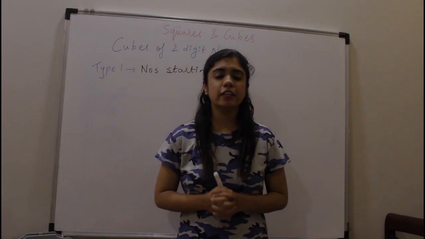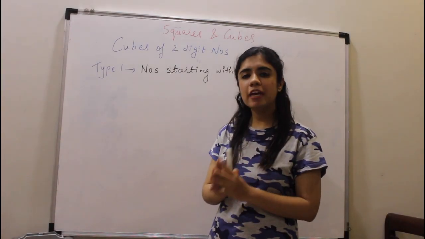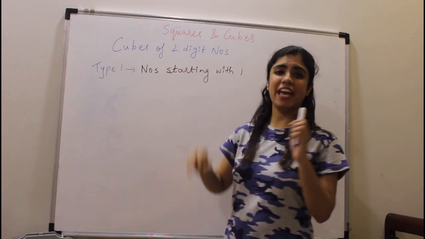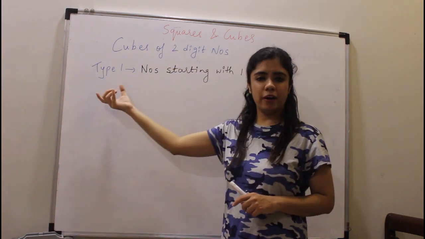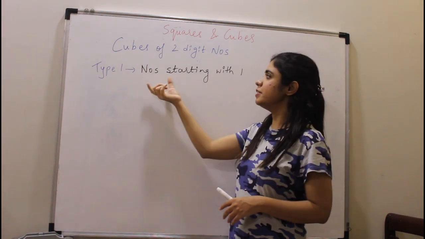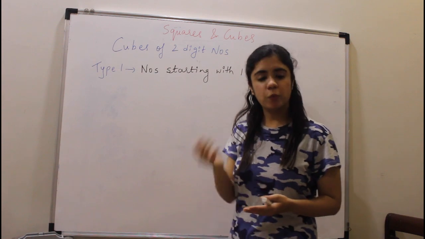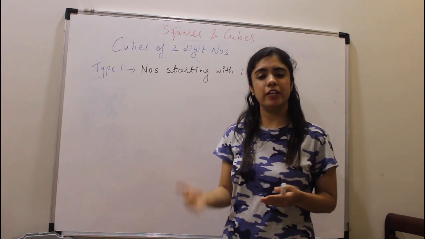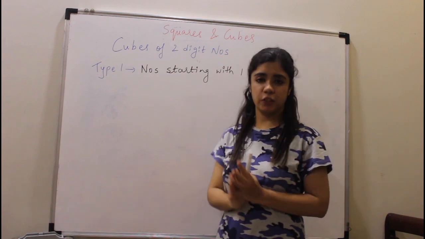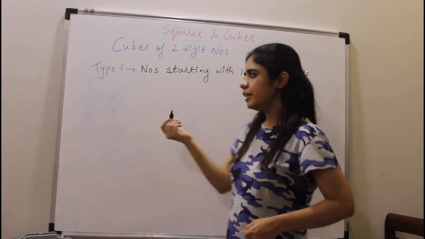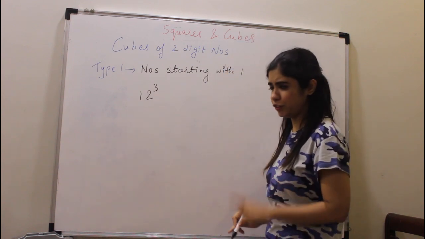Now let's look at the concept of cubes. So from these techniques, you will be able to calculate the cubes of any two-digit number. Any two-digit number. Now let's look at type 1. Type 1 is for numbers which start with 1. So for example, 12, 13, 15, 17. For all those numbers, if you have to calculate the cubes, how will you calculate? Let's say for example, if I ask you what is 12 cube.